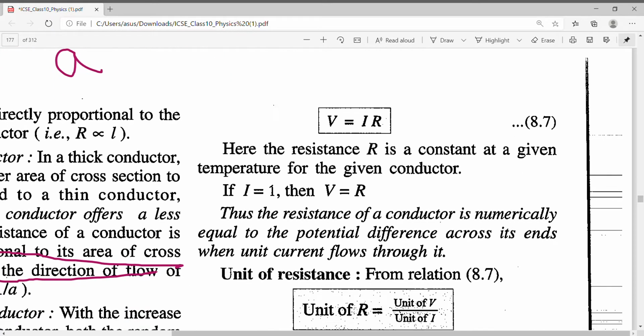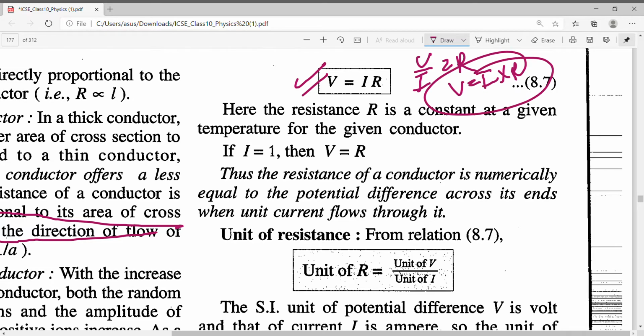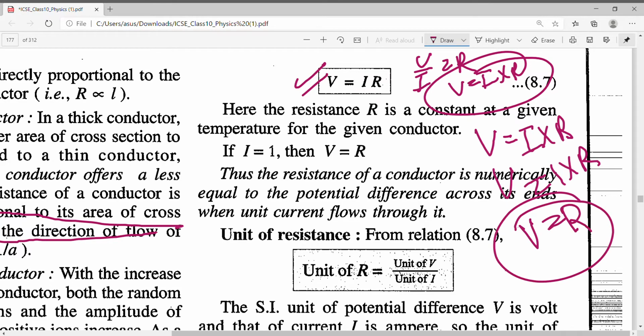So V is equal to IR, right? Because V upon I is equal to R. This implies V is equal to IR, right? So resistance of a conductor is constant at a given temperature for the given conductor, right? So let's suppose current is 1. So V is equal to 1 into R, because V is equal to I into R. So V becomes equal to R.